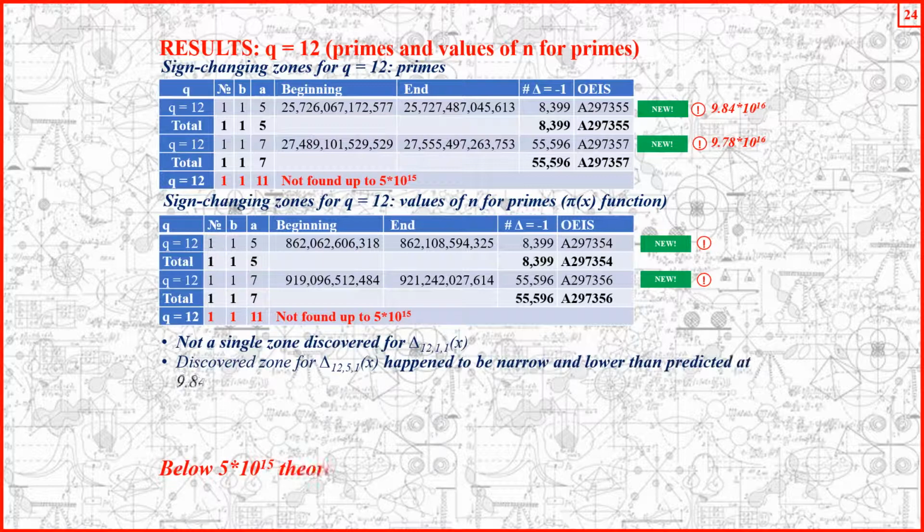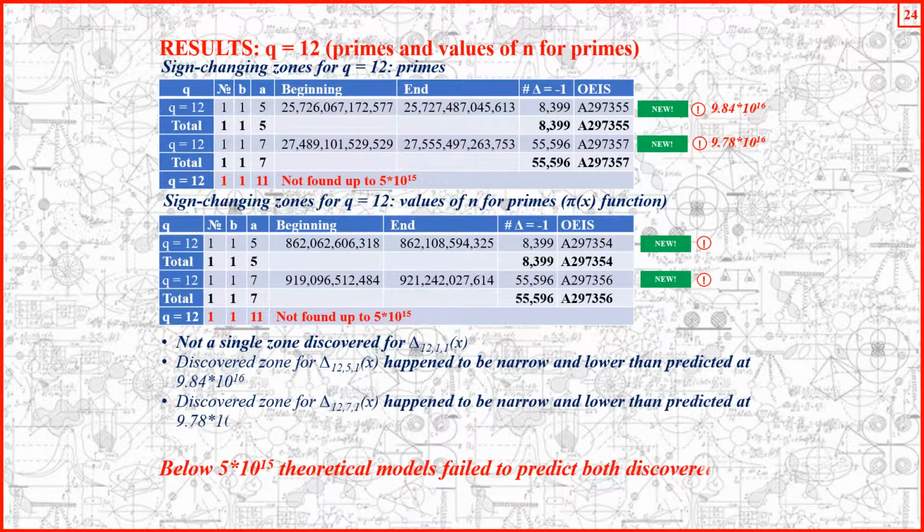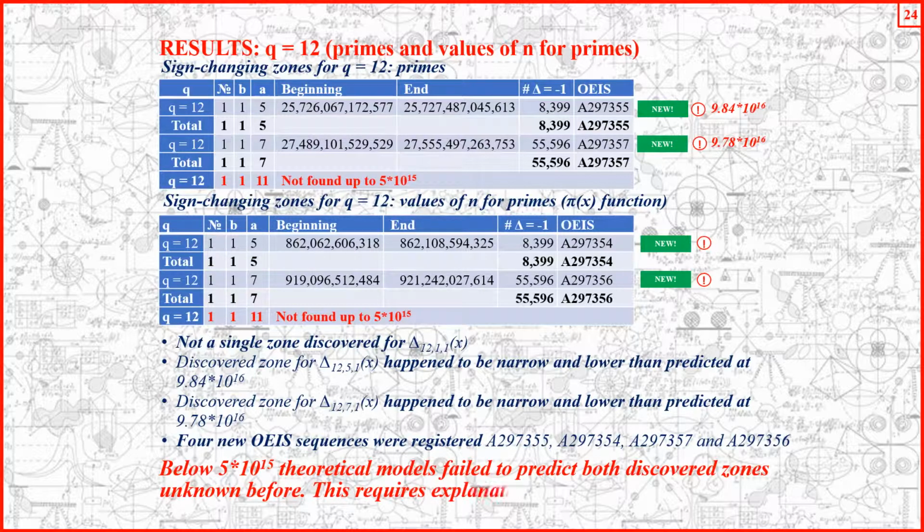On the other hand, I found no zone for 1 versus 11 modulo 12 race. In 2001 Ford and Hudson predicted that no such zone should occur below 10 to the power of 20.